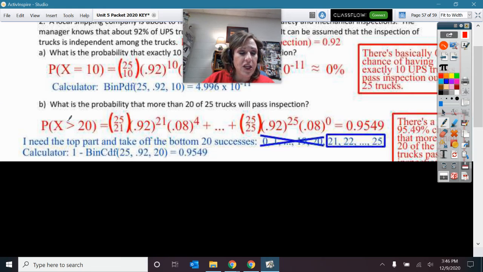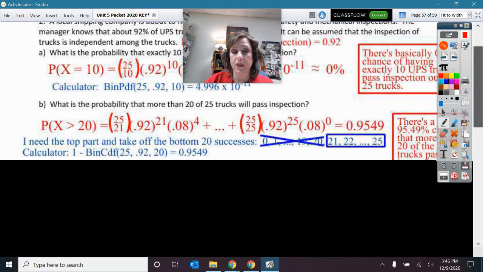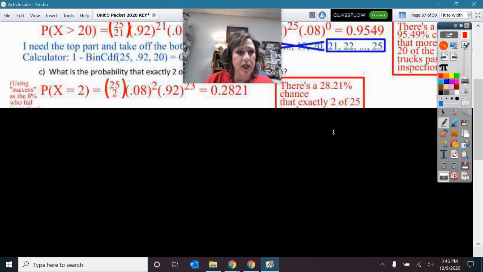More than 20 is greater than 20. That means I want 21 successes up to 25 successes. All right, so I'm going to do 1 minus the bottom 20, which I will take off, because I want 21 to 25. All right, moving on.